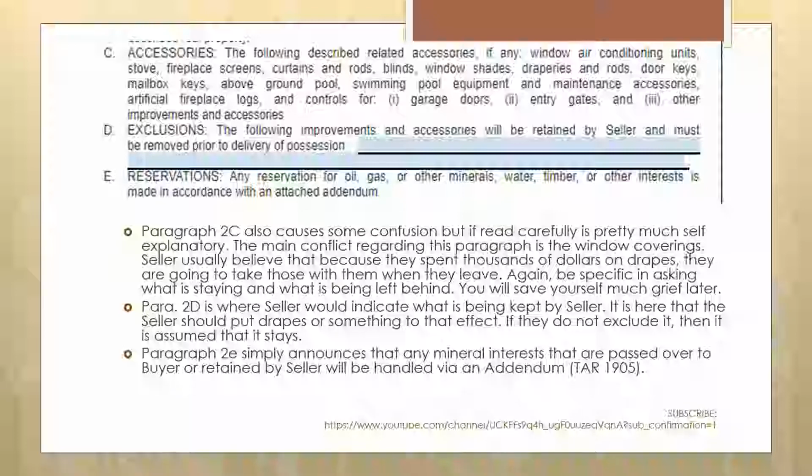Paragraph 2D: if they did not put any exclusions in there, it's assumed that these items are going to stay with the property. Paragraph 2E talks about mineral interests that are passed over to the buyer or retained by the seller. Those are handled via an addendum, which is TAR 1905. So it's just a notice saying part of the property may include gas, oil, or mineral interests, and those will be handled by an addendum.